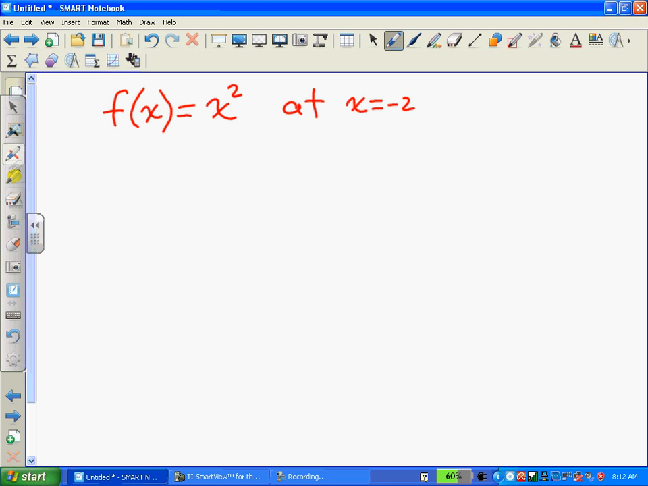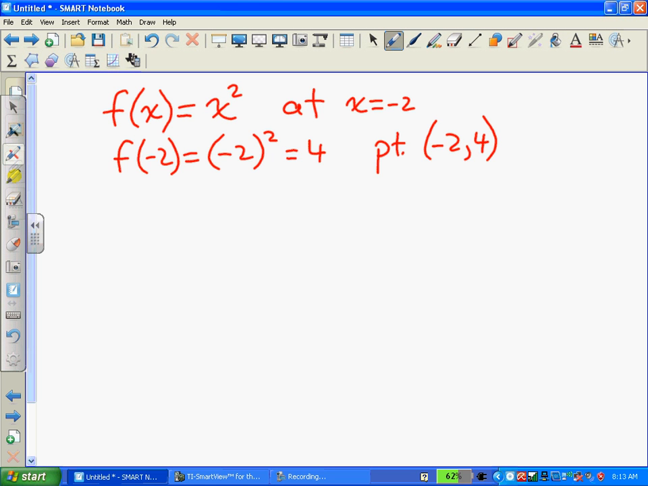Okay, so first thing we have to recognize is that we actually have a point. We have the x coordinate of the point, but we have to find the y value. So f of -2 equals (-2) squared equals 4. So our point is (-2, 4). Okay? So now we have to find the slope.